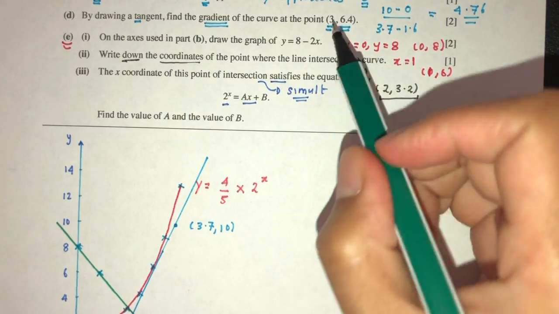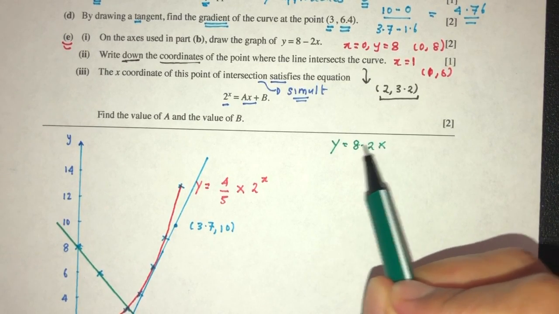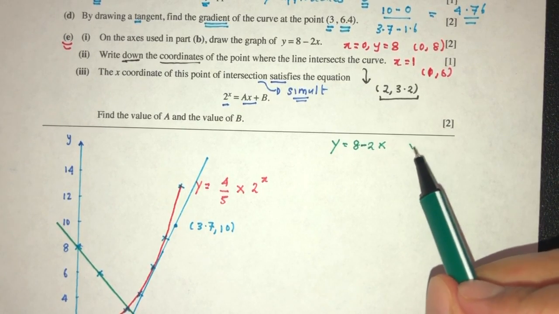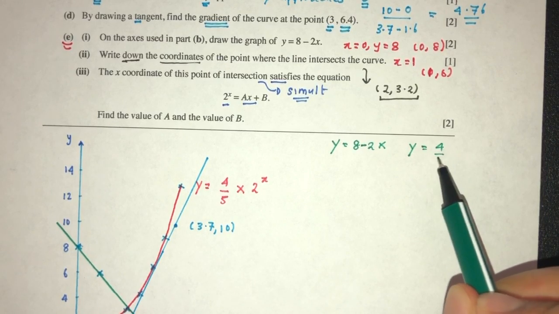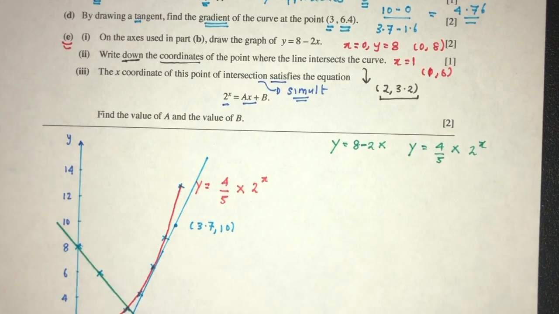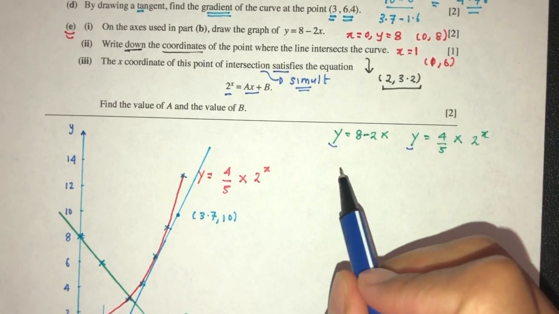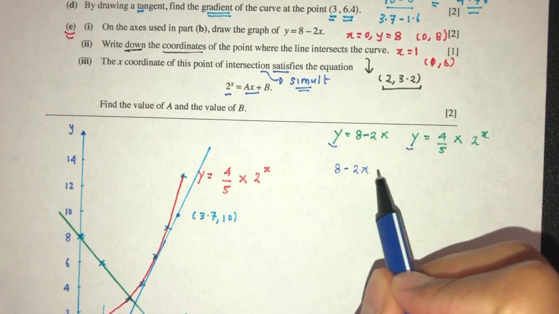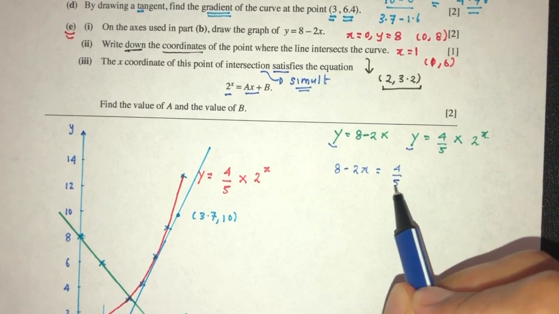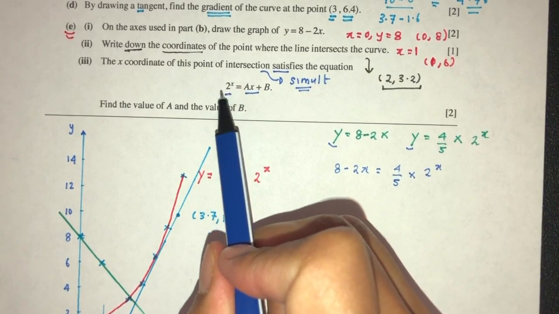So this is my equation number 1, which is y equal to 8 minus 2x. I know it intersects my curve, which is y equal to 4 over 5 times 2 power x. Now we have to solve a simultaneous equation. So here we have y and here we have y. Replace. That will be 4 over 5 times 2 power x. As you can see here, we have to make 2 power x become the subject.